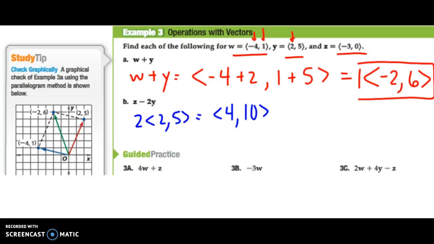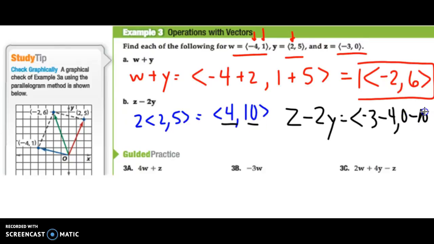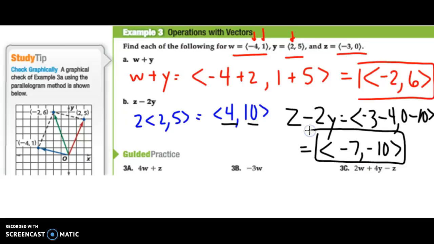So z minus 2y is going to be negative 3 minus 4, and then 0 minus 10. So I simplify. Negative 3 minus 4 is negative 7. 0 minus 10 is negative 10. There's 3 examples for guided practice if you'd like to try them as well.